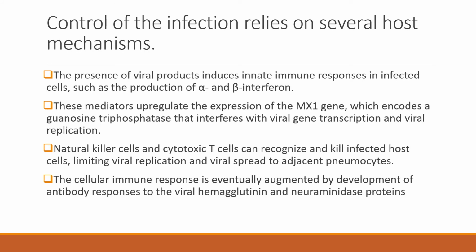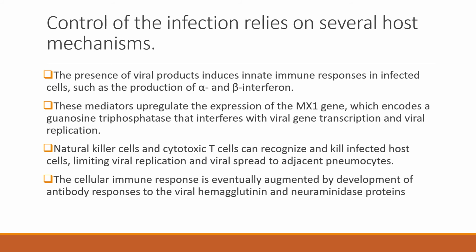So control of the infection relies on several host mechanisms. We have several defense mechanisms that control this infection. So what are these mechanisms? The presence of these viral products induces innate immune responses in the infected cells. So they produce alpha and beta interferon, and these mediators then upregulate the expression of the MX1 gene that encodes a GTPase, and that interferes with the viral gene transcription and viral replication. So that inhibits the viral replication.